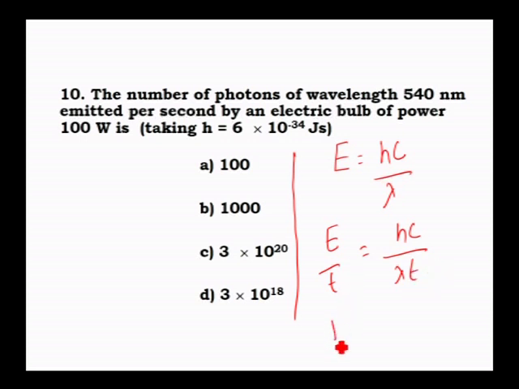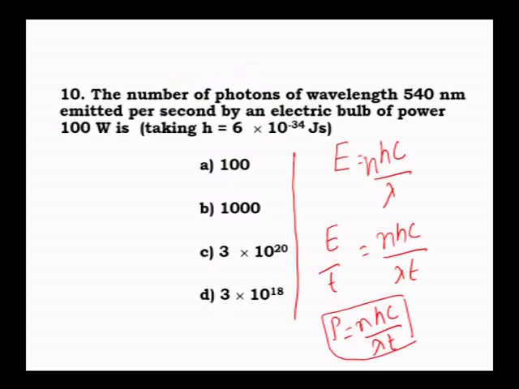What is energy by time? Power, correct? Therefore power is equal to h into c by lambda into t. This is the energy of one photon. For two photons it will be 2 hc by lambda. In general, for n photons it is n into h into c by lambda. Therefore finally power is equal to n into h into c divided by lambda into t. Let us use this expression, correct?